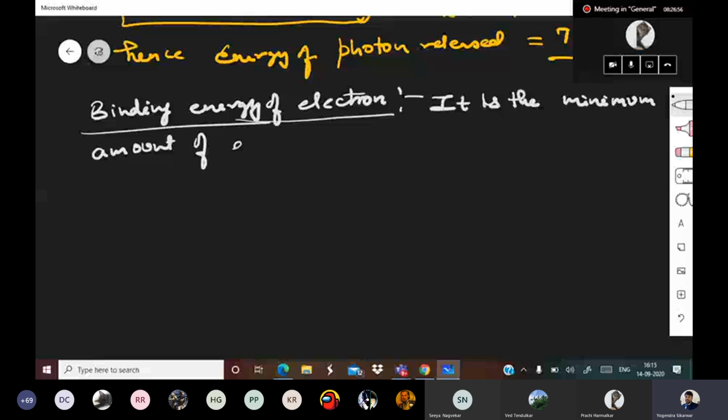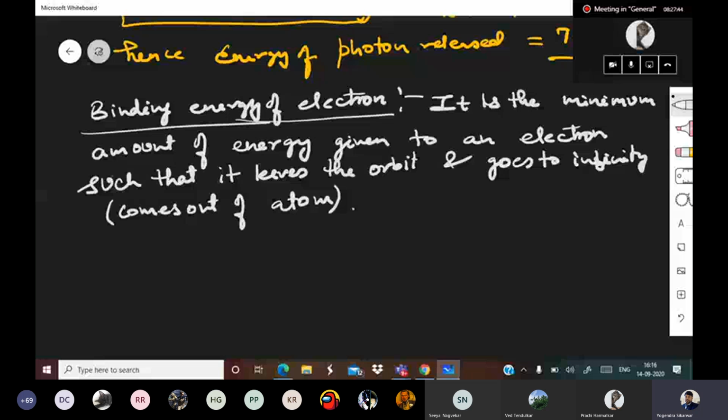What do you mean by goes to infinity? Basically comes out of atom. Sometimes it is also called ionization energy. Try to understand. When an electron is there in the atom, it has negative energy, right? If you give that much amount of energy, its total energy will become zero, right?